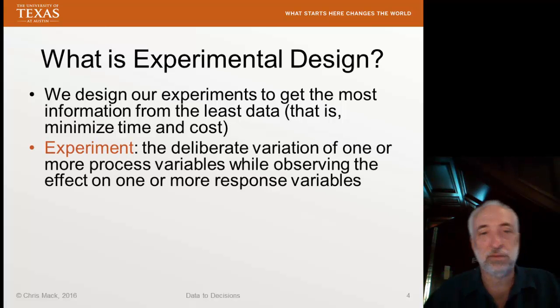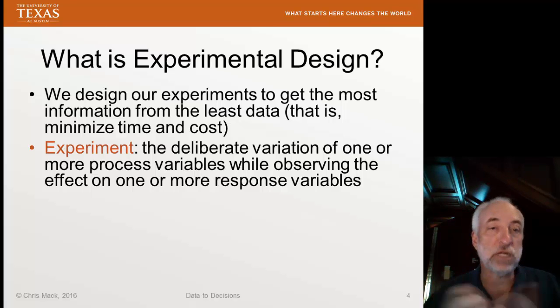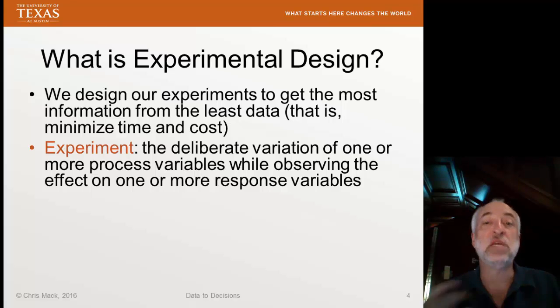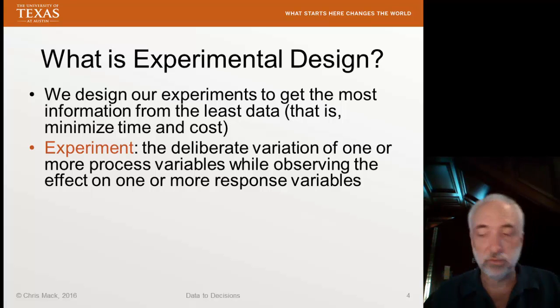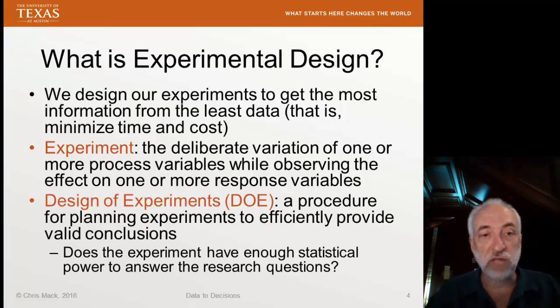An experiment is the deliberate variation of one or more variables while observing the effect on one or more responses. So we deliberately change an input and observe an output that results. This is as opposed to an observational study, where we observe both the inputs and the outputs, and we're not manipulating or controlling them. So experiments are the foundation of how we learn things in science. The design of experiments is a process for planning experiments to provide valid solutions in the most efficient way possible.